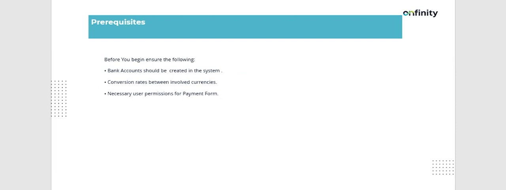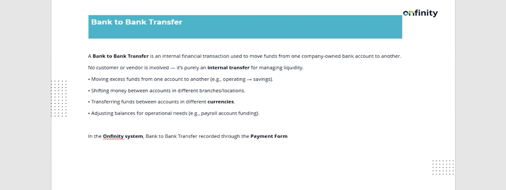Prerequisites. Before performing bank-to-bank transfers, ensure the following. Bank accounts configuration. The required bank accounts must be properly created and configured in the system. Conversion rates. If the transfer involves different currencies, make sure that the relevant currencies and conversion rates are defined for the selected date and currency type in the Onfinity system. User permissions. The user performing the transaction must have the necessary role and access rights to open and use the payment form.